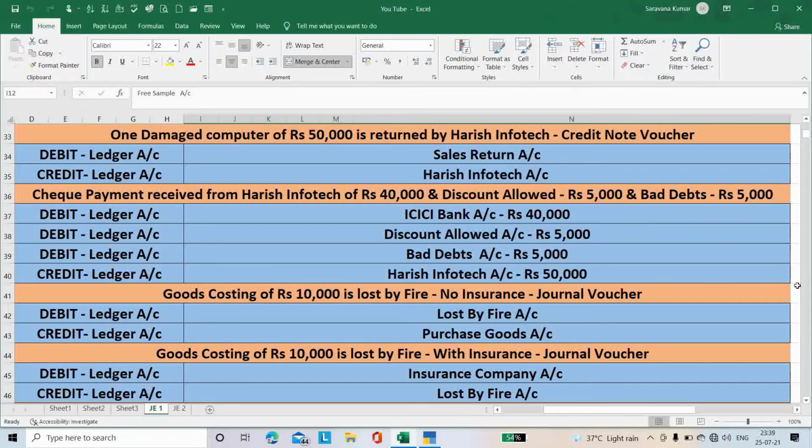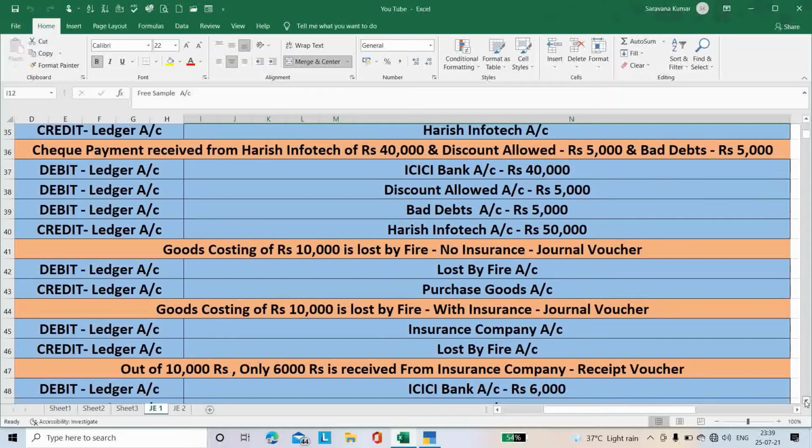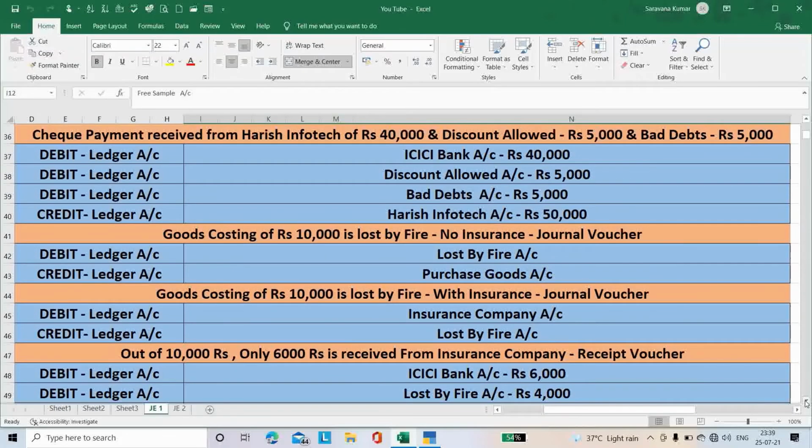Next transaction is cheque payment received from Arish Infotech of rupees 40,000 and discount allowed rupees 5,000 and bad debts rupees 5,000. Here the journal entry is debit ICICI Bank account rupees 40,000, debit discount allowed rupees 5,000, again debit bad debts rupees 5,000, then credit Arish Infotech rupees 50,000.